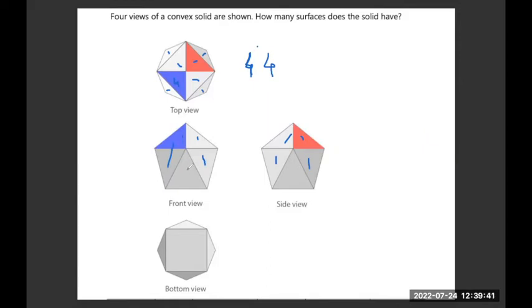Now these triangles are connected to the bottom surface. I can see that the bottom surface is a square. So one more, which is the base, 1 square. And that base is connected to 4 triangles, which are 1, 2, 3, and 4, these triangles. So 4 more. 4 plus 4 plus 4 plus 1, which is 13, is the correct answer. Is this clear?